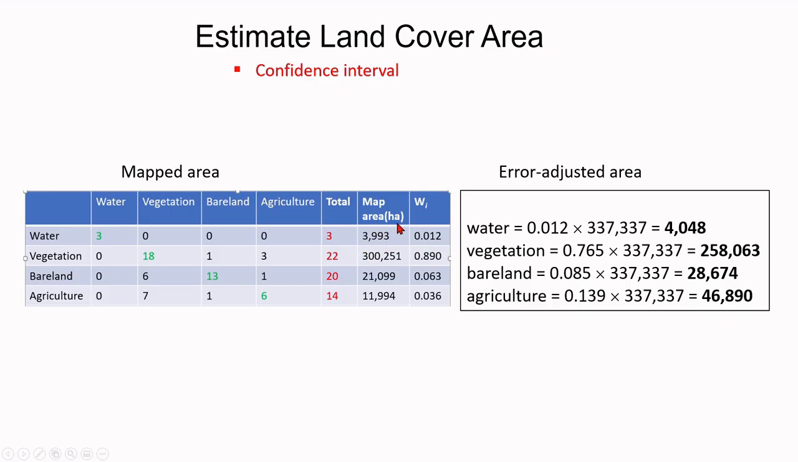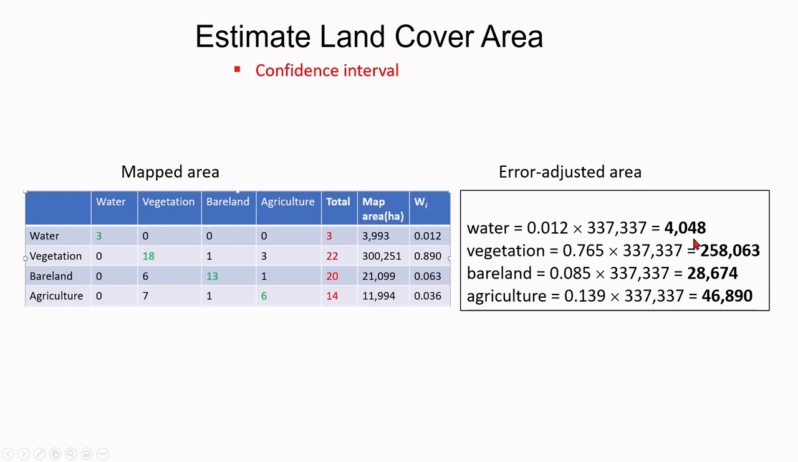So here you can see that the map at the first pass, with all the uncertainty in terms of the errors of omission and commission, predicted that we had 3,933 hectares of land covered by water. But when we corrected for that, we saw that the area is larger than that. And for vegetation, it's 300,251, and when we corrected for that, it's actually lower.